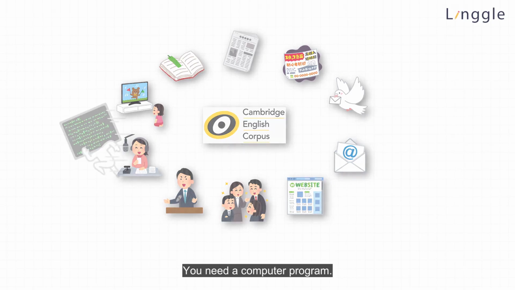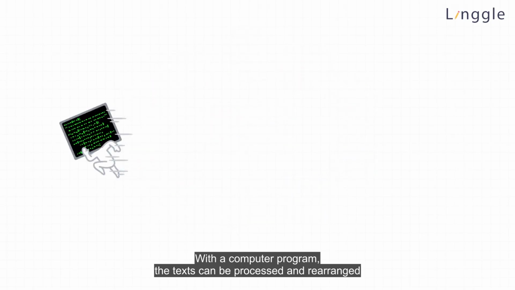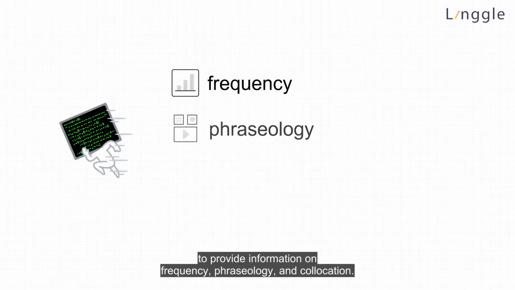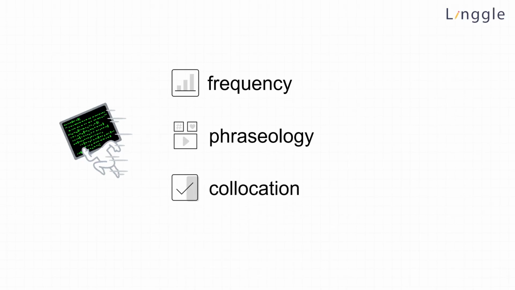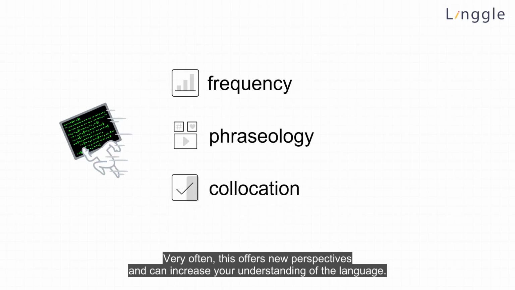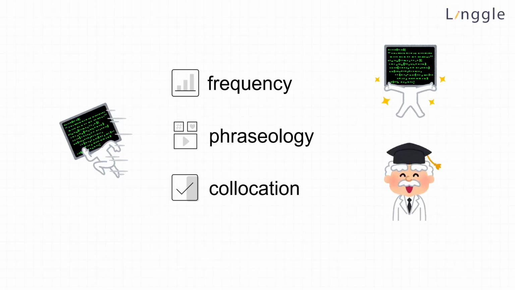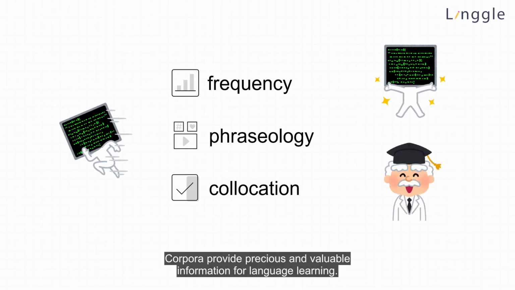But how do you study or investigate a corpus? You need a computer program. With a computer program, the text can be processed and rearranged to provide information on frequency, phraseology, and collocation. Very often, this offers new perspectives and can increase your understanding of the language. Corpora provide precious and valuable information for language learning.